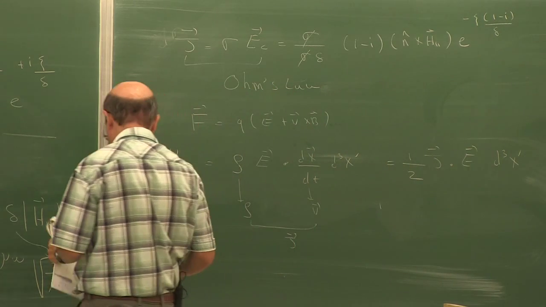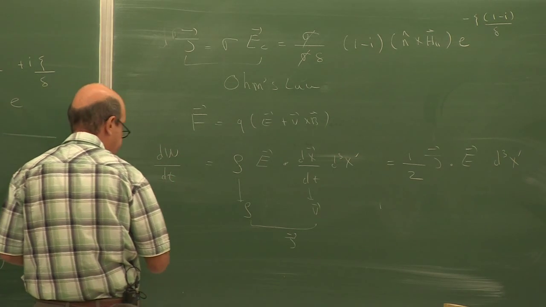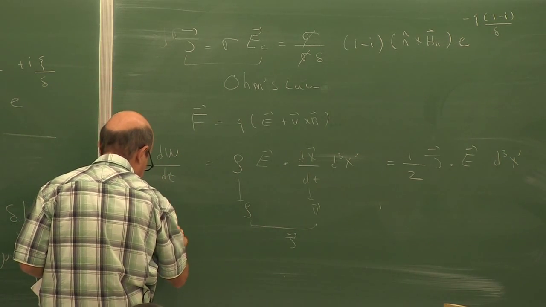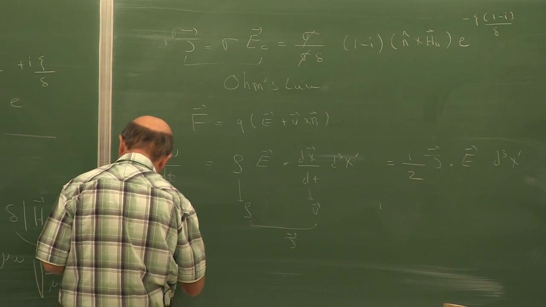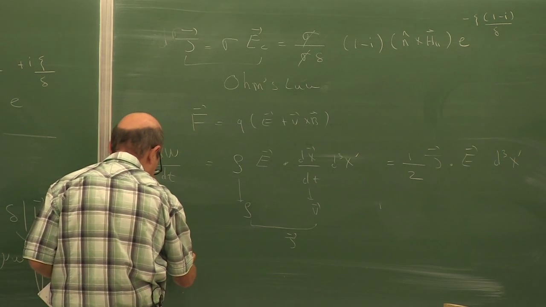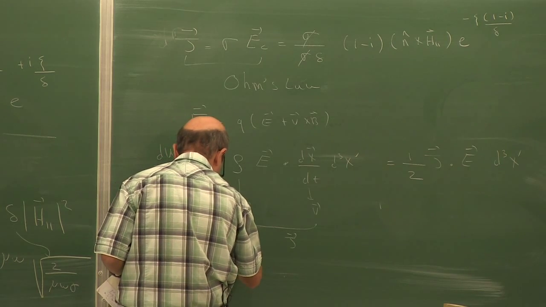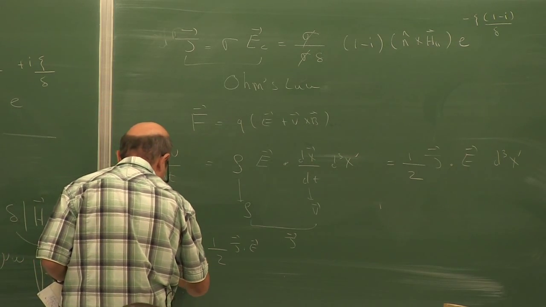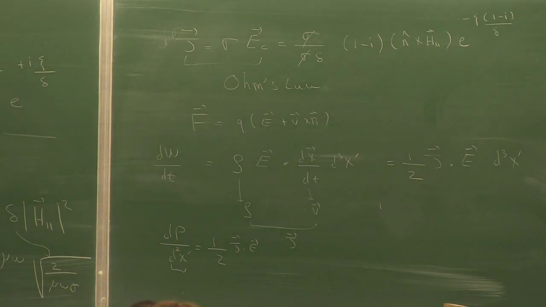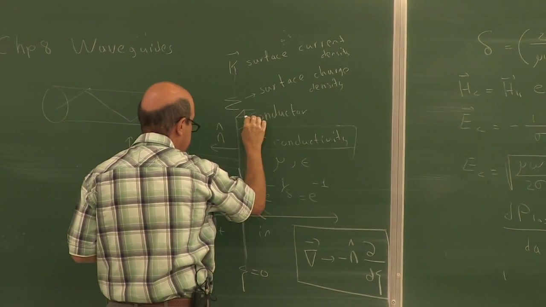So basically, this is the power, and the power loss per volume d cube x prime will be 1/2 J dot E. And what is d cube x prime in our problem? That is the region here. So you can choose a small area and a small thickness.